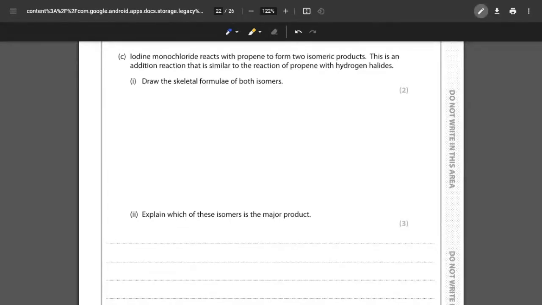So a lot of this section is application of what you have learned in the content. That's what makes it different from section B, which is more recall and regurgitating.